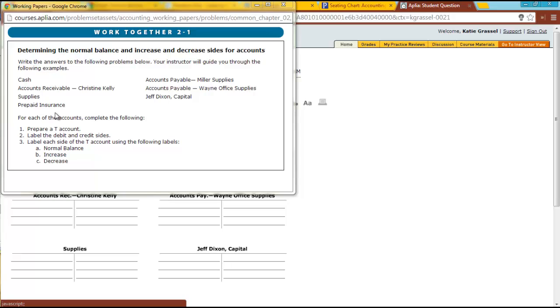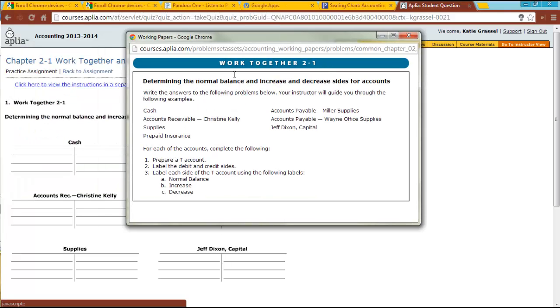Okay, looking at Work Together 2-1. What I'm looking at first is going to be the directions, and the directions read, write the following answers to the problems below. Your instructor will guide you through the following examples. We have a list of accounts on the top. It says, for each account, complete the following.